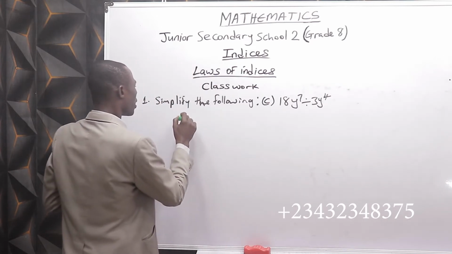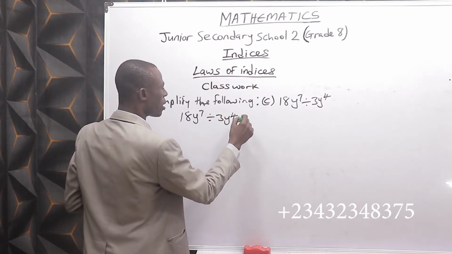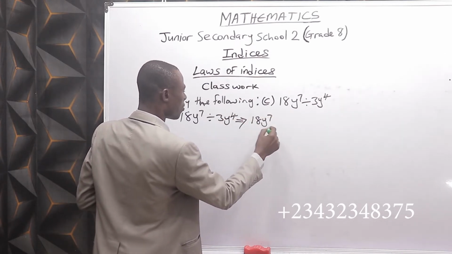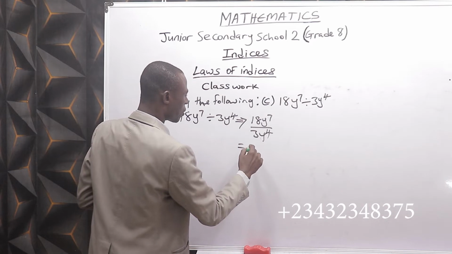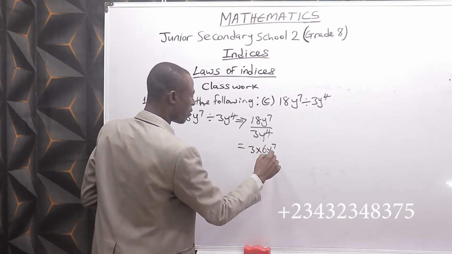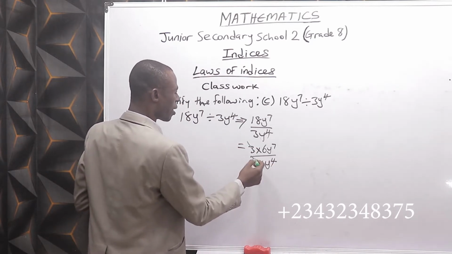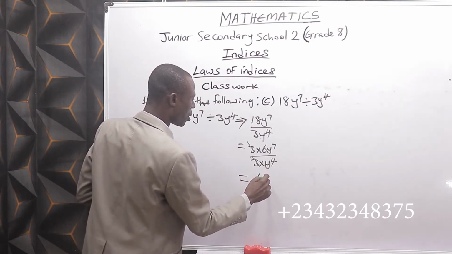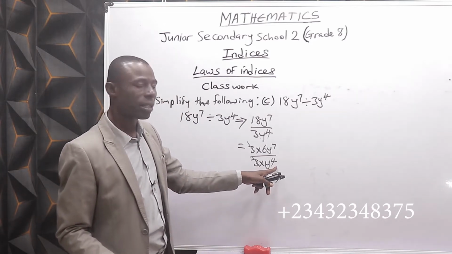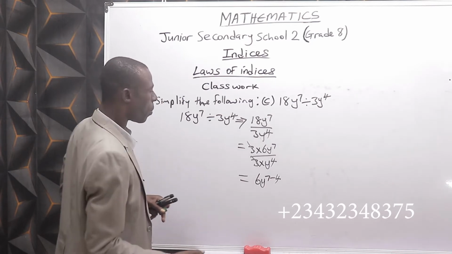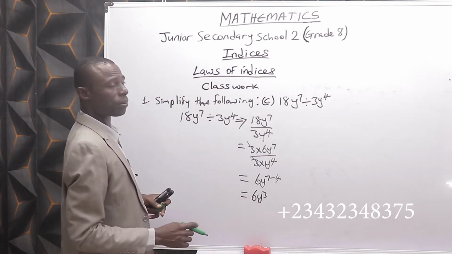Simplify 18y raised to power 7 divided by 30y raised to power 4, which is expressed as 18y raised to power 7 divided by 30y raised to power 4. And this is 3 times 6y raised to power 7 divided by 30 times y raised to power 4. 3 takes care of 3. We have 6y raised to power 7 minus 4. The power on the y at the denominator will be subtracted from the power at the numerator. 6y raised to power 3 is the answer.